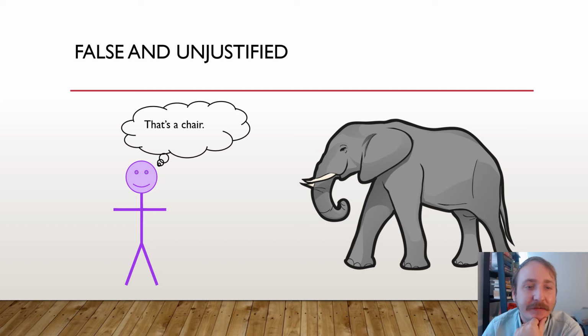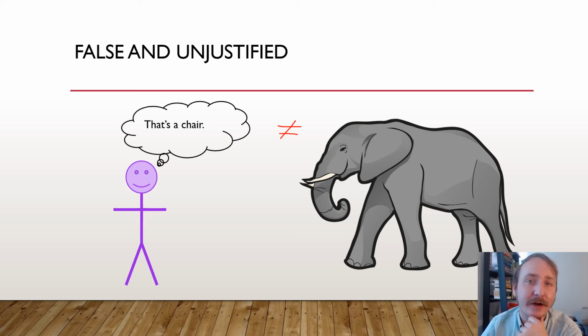Well, that belief is false because it does not match up with reality, right? It's unjustified because he has no reason to believe that it's a chair, right? Every piece of evidence he has in front of him shows that it is in fact an elephant, all right? And yet he nevertheless comes to the conclusion that it's a chair, right? So that is a false and unjustified belief. Its content doesn't match reality, and the process by which this guy arrived at it doesn't provide any evidence for the belief at all.